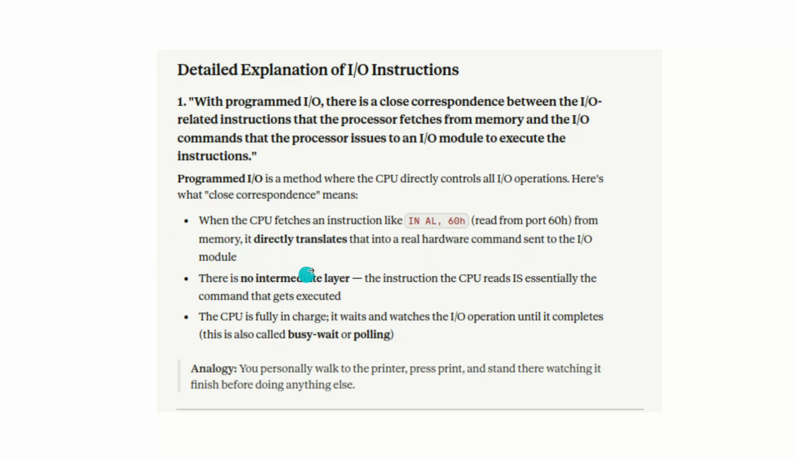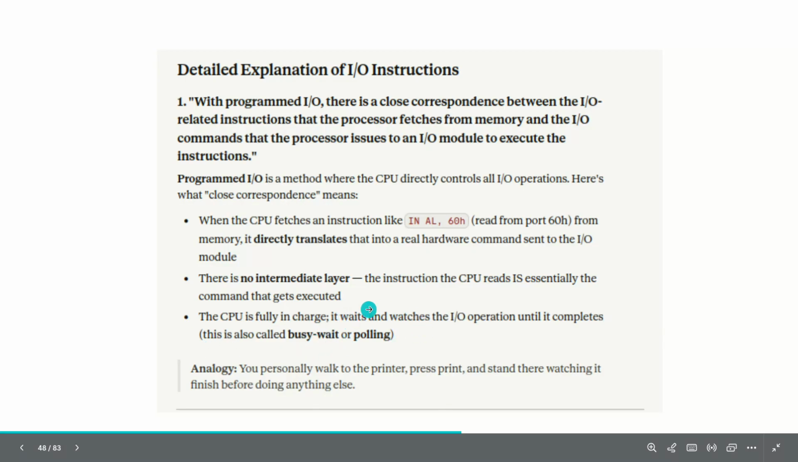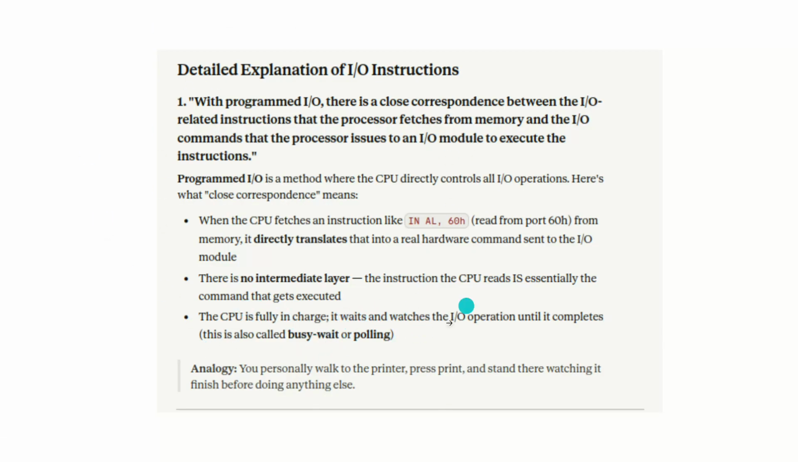So there is no intermediate layer. The instruction the CPU reads is essentially the command that's getting executed. So the CPU is fully in charge. It waits and watches the IO operation until it is completed. This is called busy waiting or polling. So here we have understood what we know in programmed IO.